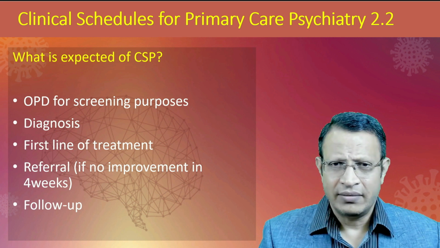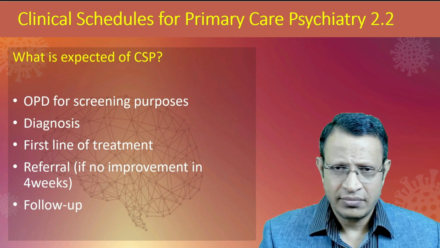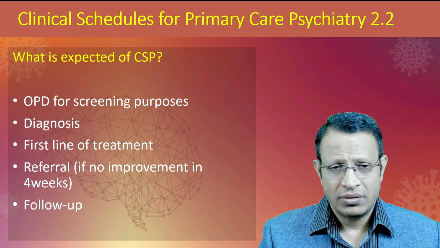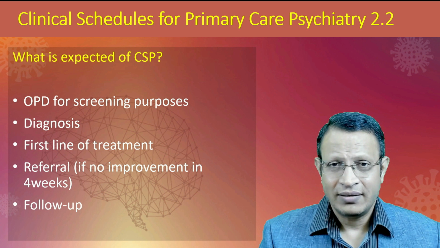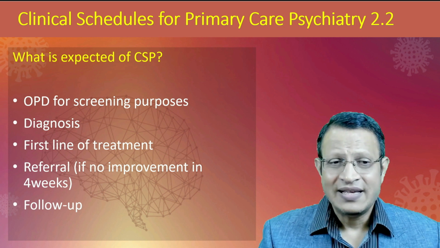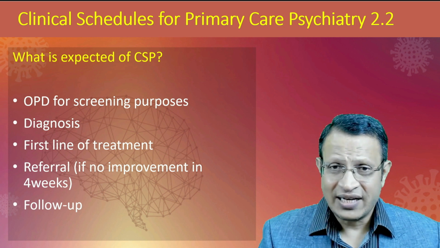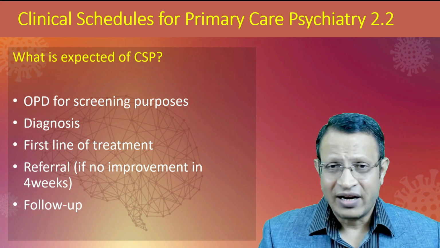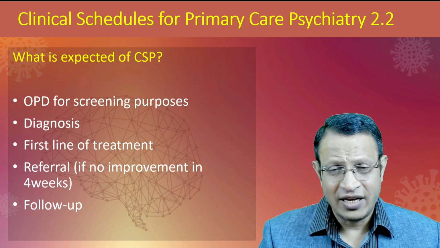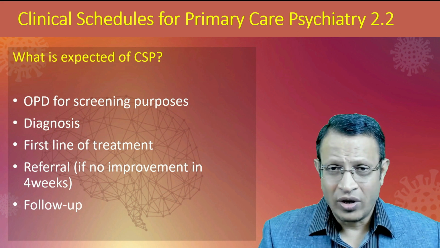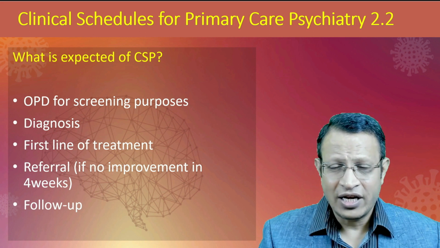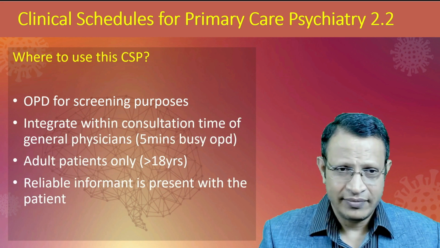What is expected by using these clinical schedules? First and foremost, it is used for OPD screening of psychiatric diagnosis. Second, to start first line of treatment. Third, referral, if no improvement is seen in 4 weeks or if there is severity of illness, and to do follow-up. That is what is expected by using clinical schedules for primary care psychiatry.